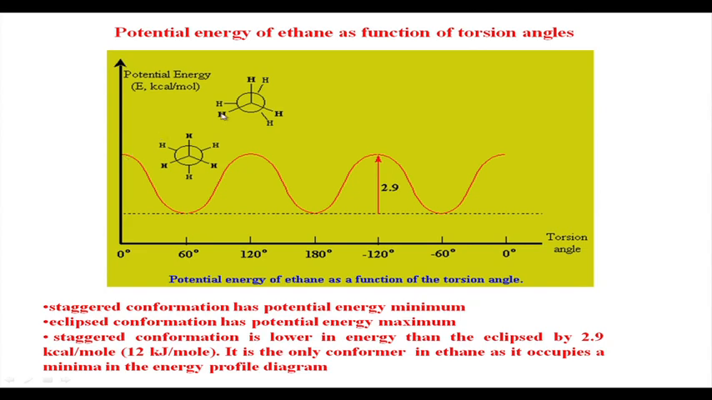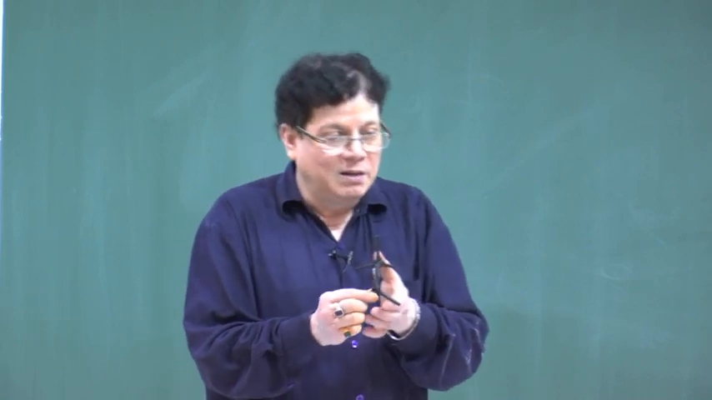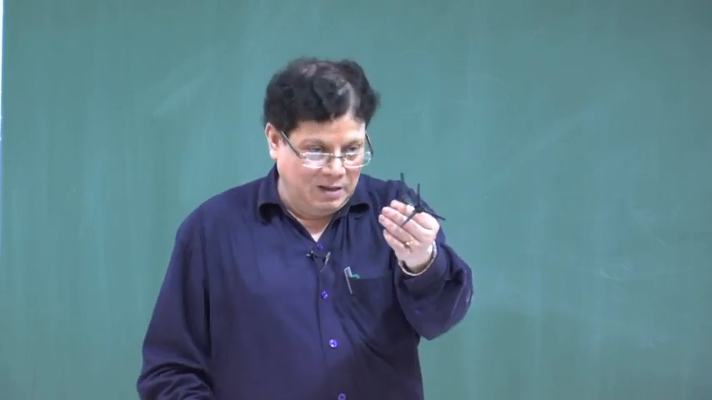Okay. And then as you start rotating this, suppose the back carbon, what you end up with will be a staggered form, and the staggered form will have a lower energy than the eclipsed form. Now, let us see why the eclipsed form has higher energy. There are maybe two things that can be considered.